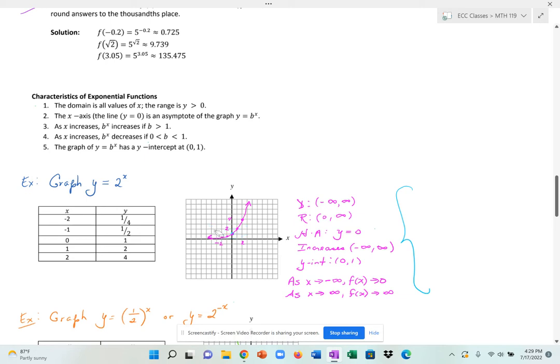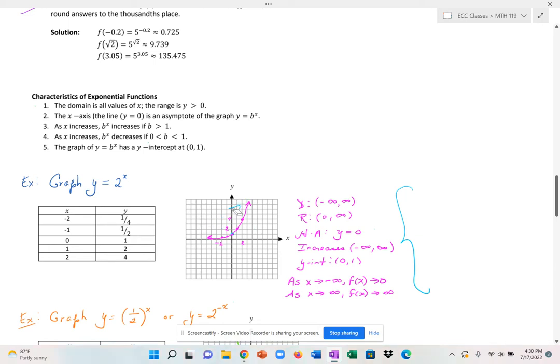Again, if you read the graph from bottom to top, your graph is in quadrants 1 and 2. There's nothing in quadrants 3 and 4, so your range is all positive numbers. The horizontal asymptote is y equal to 0. Remember, that's the x-axis. So you can see here, this is getting really close to the x-axis, but it's never going to quite touch it. When you read the graph from left to right, it is increasing, it is going up. I have a y-intercept at 0, 1.